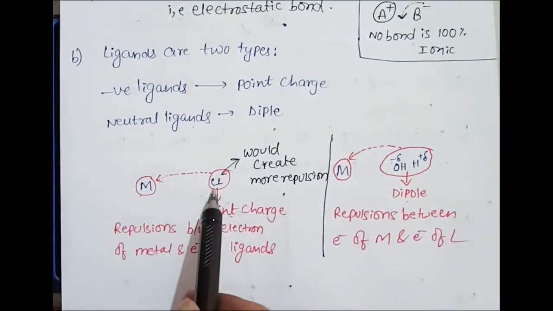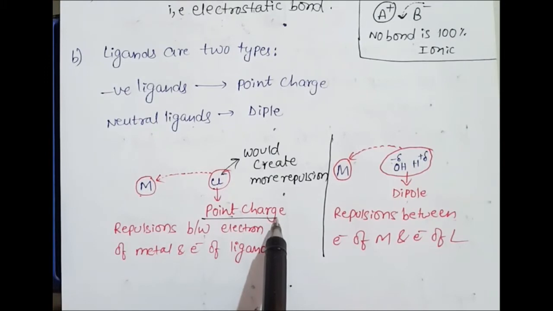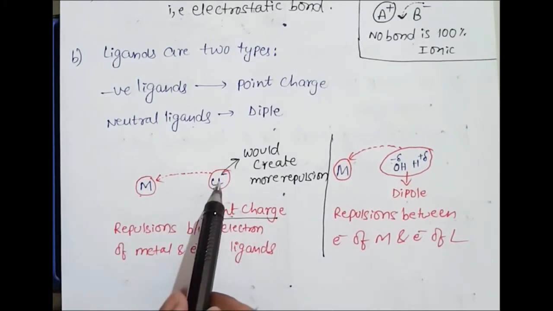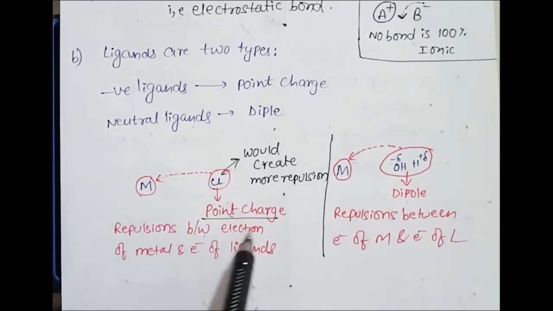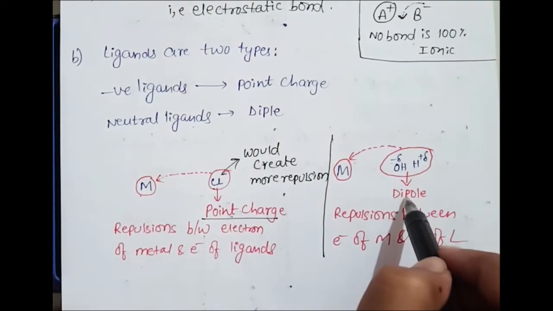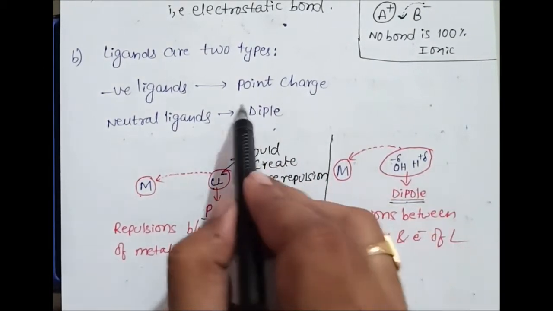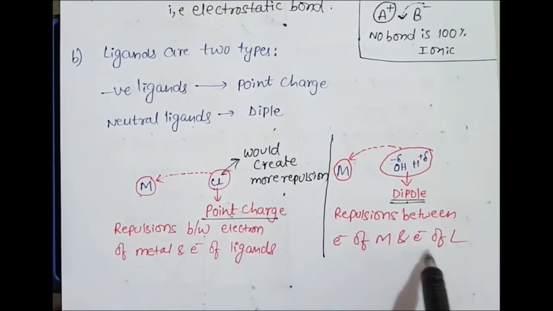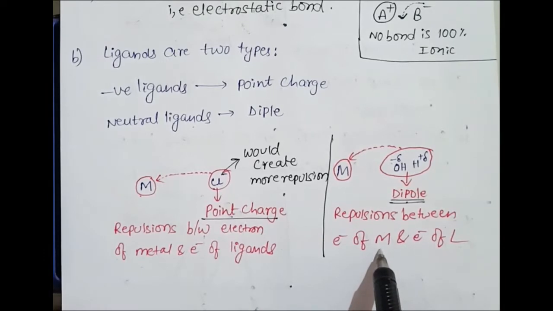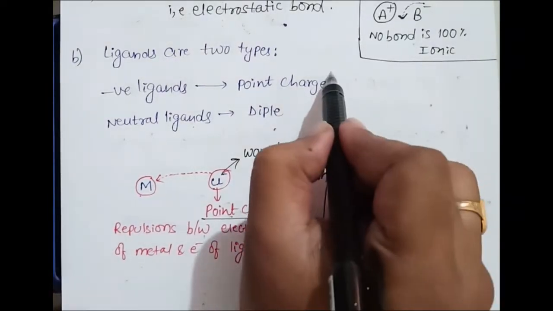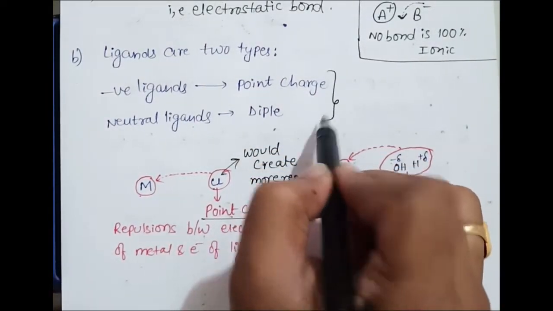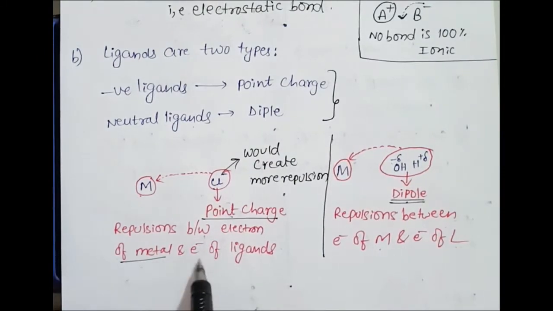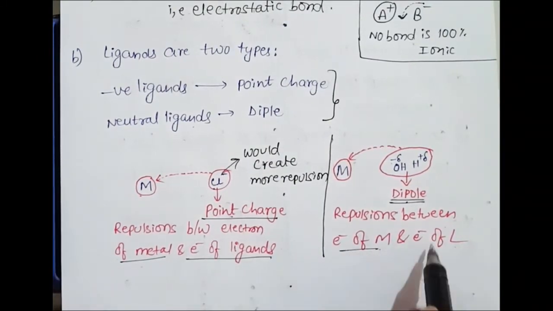Second point, ligands are of two types, negative ligand or neutral ligand. If there is a negative ligand, it will act as a point charge, and when the ligand approaches the metal, there exist repulsions between electrons of metal and electrons of ligand. If the ligand is a dipole or neutral one, it will act as a dipole. There also, repulsions will exist between electrons of metal and electrons of ligand.